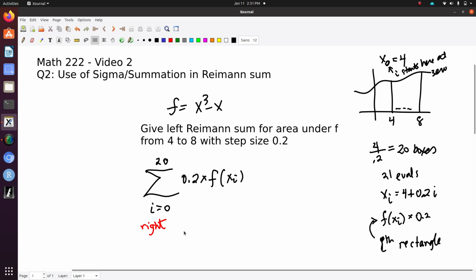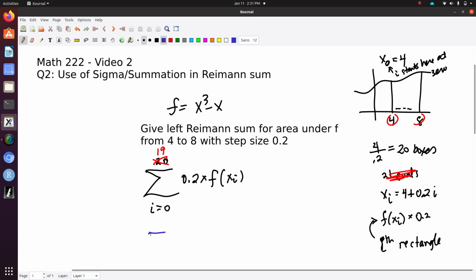I'm very, very sorry. I lied to you. There's a 19 because you want 20 boxes. I'm not going to do 21 evals because I'm not going to evaluate both endpoints. Okay, so it's a 19. Okay, so what about if I want to do a right Riemann sum?